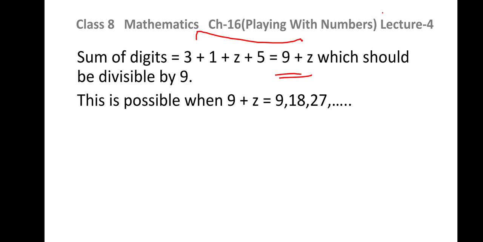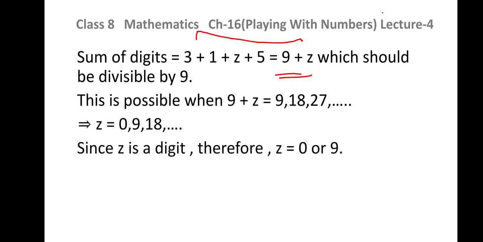So if I put 9 plus z is equal to 9, what is the value of z? It will be 0. If I put 9 plus z is equal to 18, what will be the value? z will be equal to 9. And likewise, if I put 9 plus z is equal to 27, what will be the value of z? It will be 18. But I want a single digit, so it can be 0 or 9. Let us see, z is equal to 0, 9 or 18.